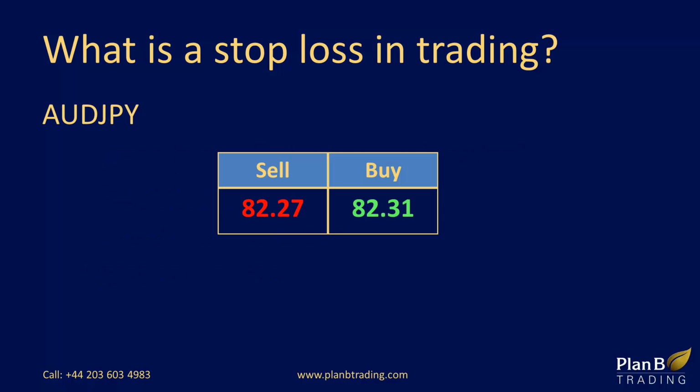Suppose I am trading the Aussie dollar against the Japanese yen and I expect the exchange rate to rise. I can see the price at which I can buy and sell this currency, buy at 82.31 and sell at 82.27. Suppose I were to trade this currency long, that means buying, at £6 a pip. With the Japanese yen, a pip is the second decimal place.